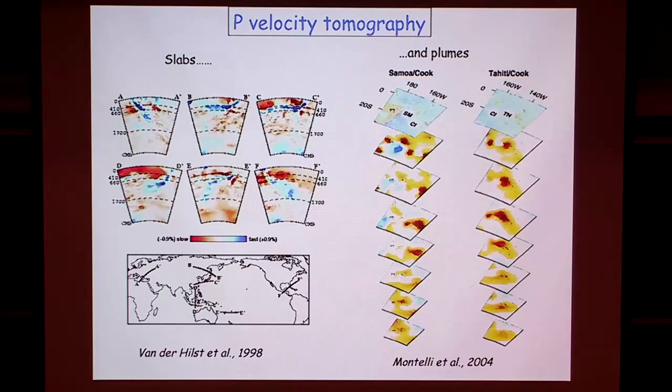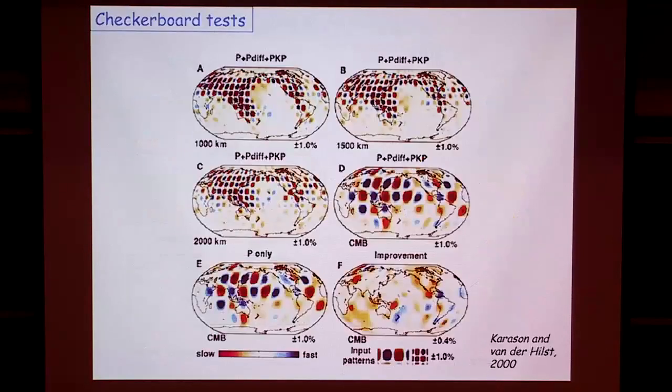So when you look at a picture like this, you will have the question: is this really a continuous structure, or is the continuous structure just an artifact of the fact that you don't have many crossing rays? And so there have been a lot of debates about this particular model of Montelli ever since they published it. I will give you some more details on this maybe later.